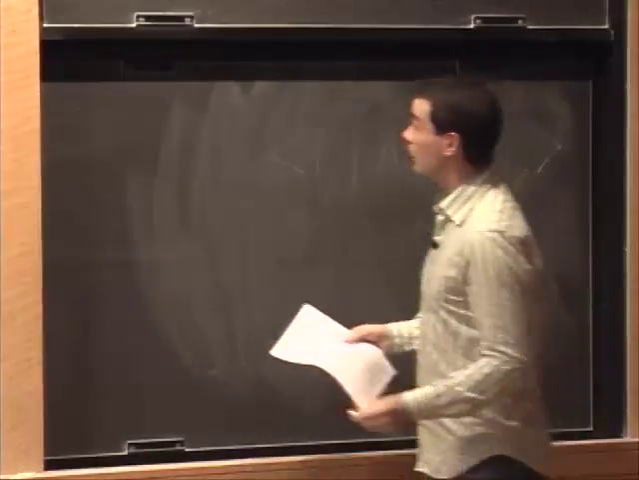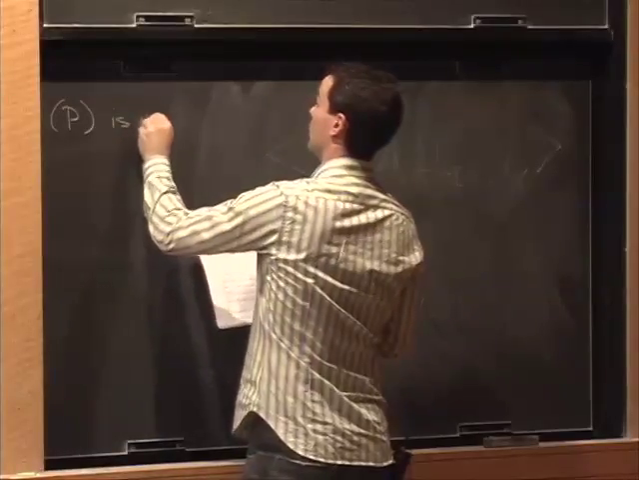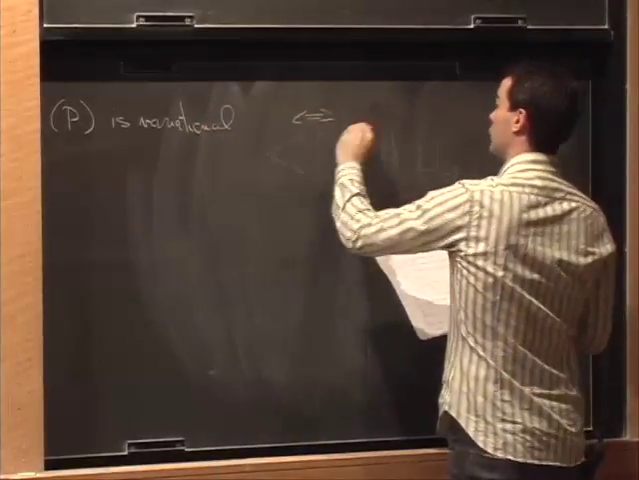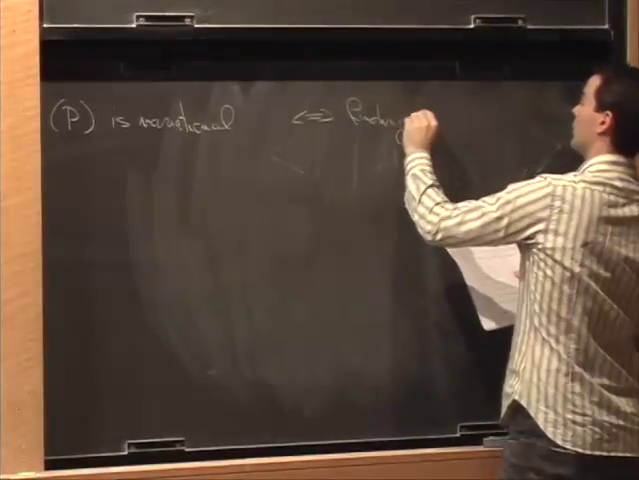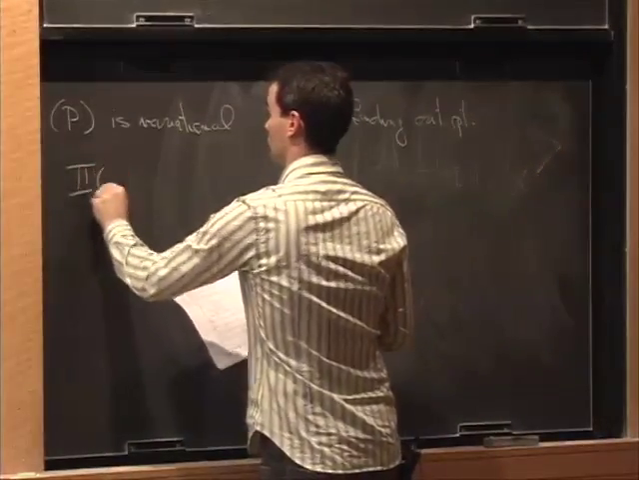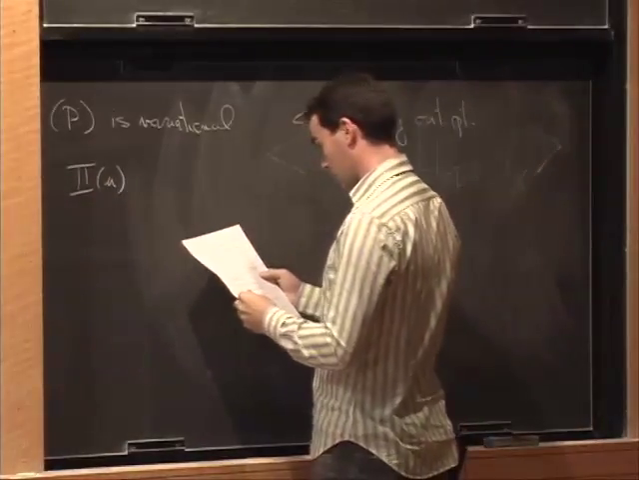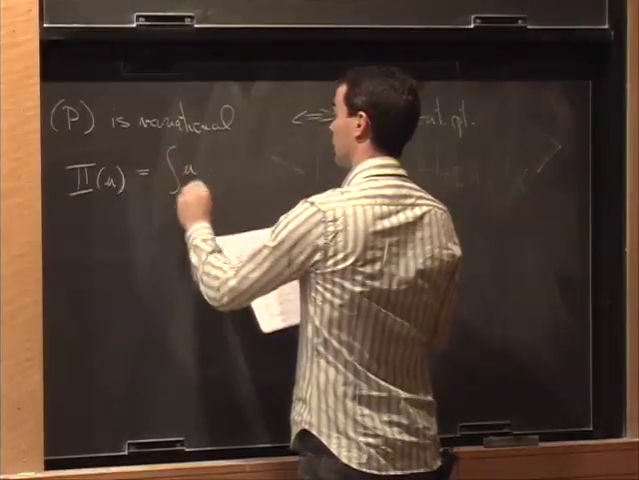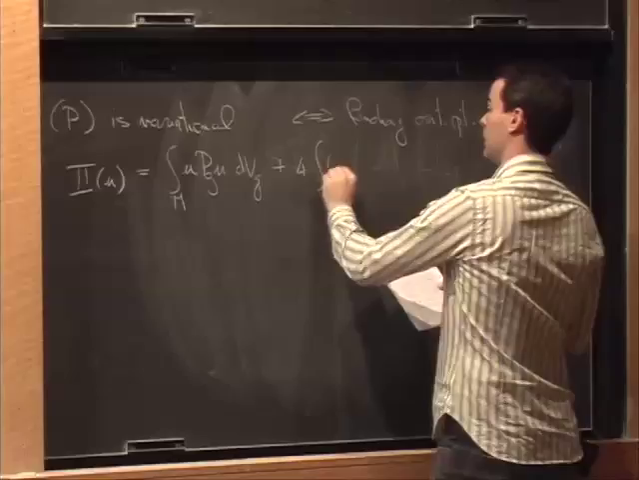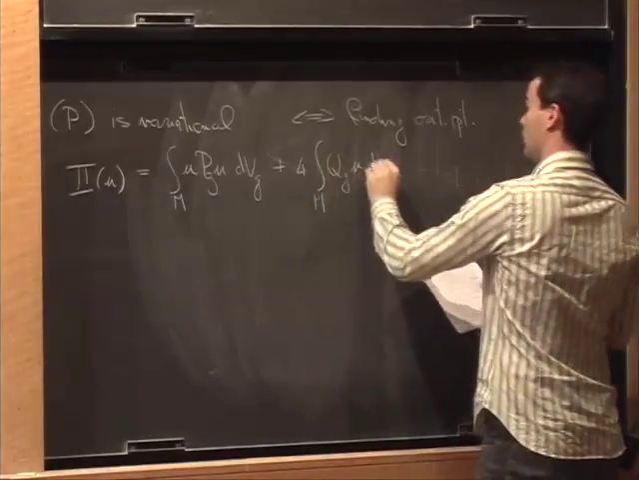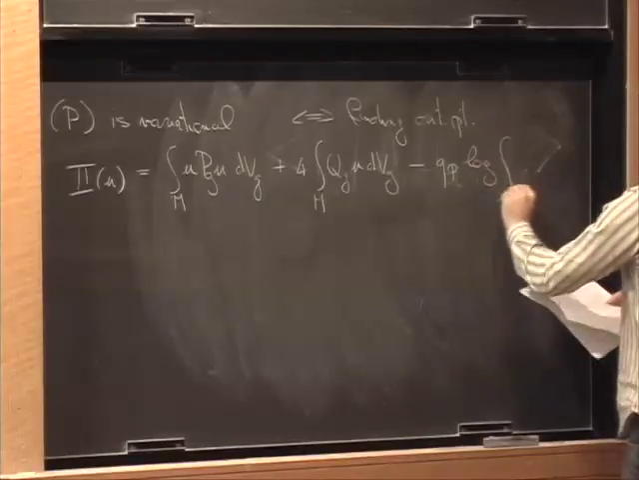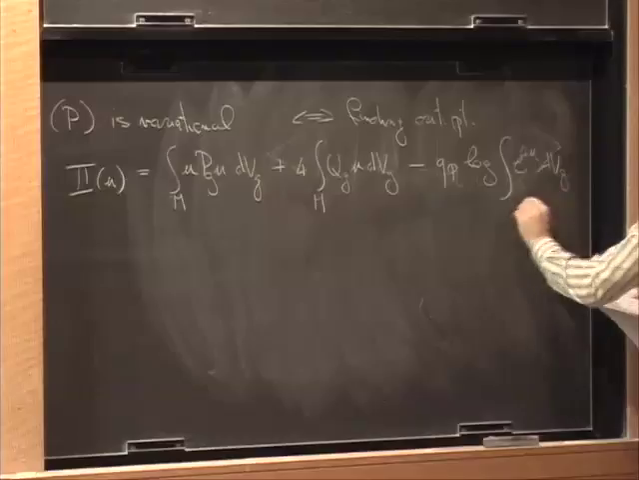A very useful comment is that, in fact, the problem is variational, and it's equivalent to finding critical points of some functional, which I denote by II of u. This is defined as the integral over M of u P_g u dV_g, plus 4 times the integral over M of Q_g u dV_g, minus Q bar, the total Q-curvature, times the log of the integral over M of e to the 4u dV_g.